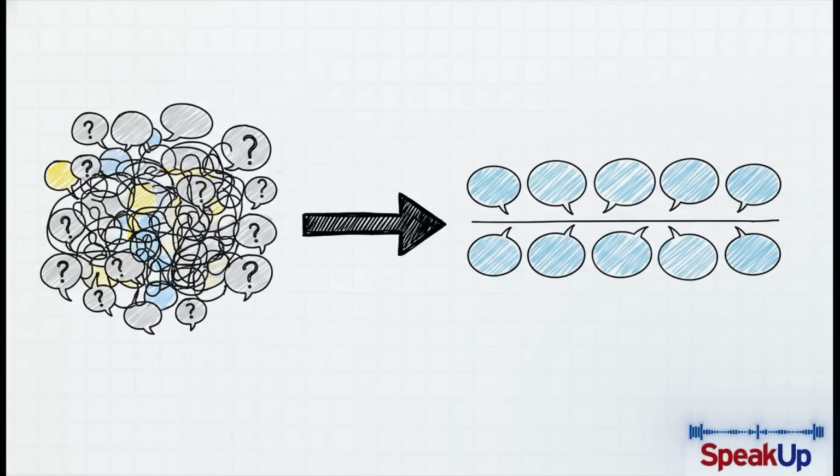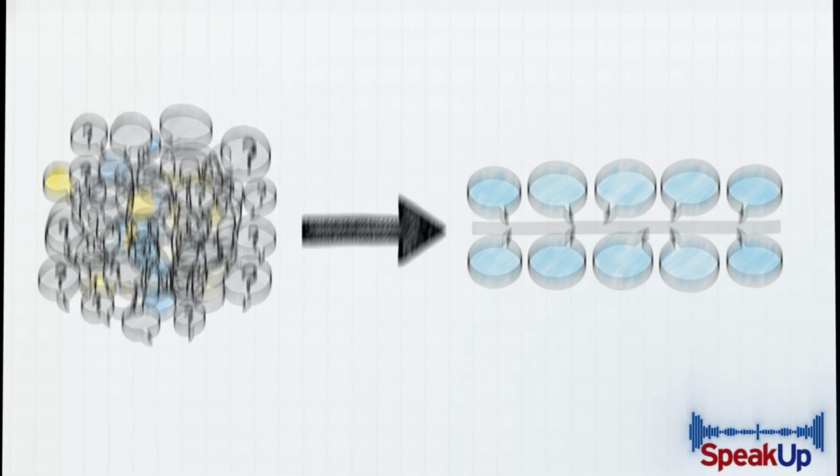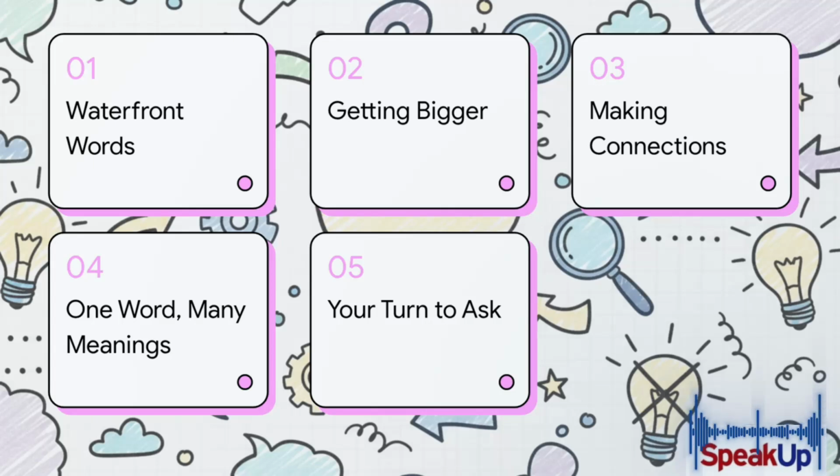So in this explainer, we're going to dive into some amazing questions sent in from learners just like you from all over the world. We're going to untangle these confusing word groups to help you speak with more clarity and precision. All right, you ready? Let's dive in. So here's our game plan for today. First up, those waterfront words. Then we'll look at words for getting bigger, then some for making connections, and we'll wrap up with a really tricky word that has a bunch of different meanings.